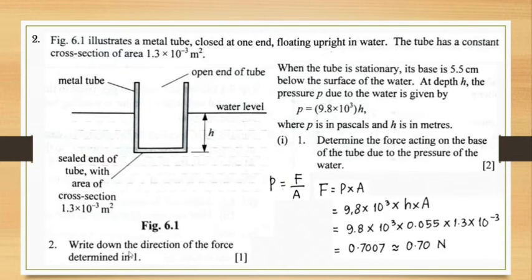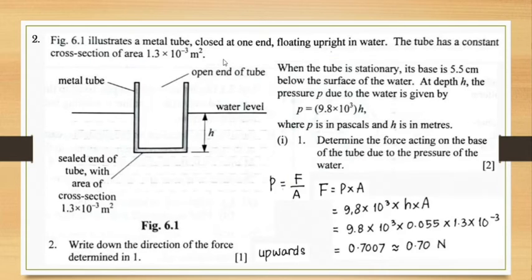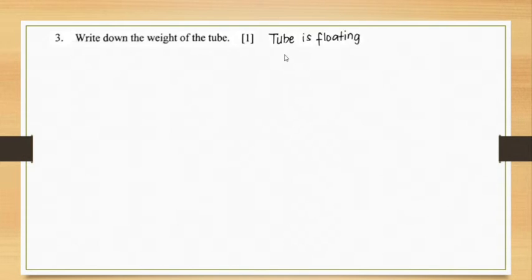And then we would like to write down the direction of the force determined in 1. Of course, the direction of the force will be upwards. And then we want to write down the weight of the tube. We know that this metal tube is floating on water, and when it floats, then the weight should be equal to the upthrust, so that it will be equal to 0.70 newtons.